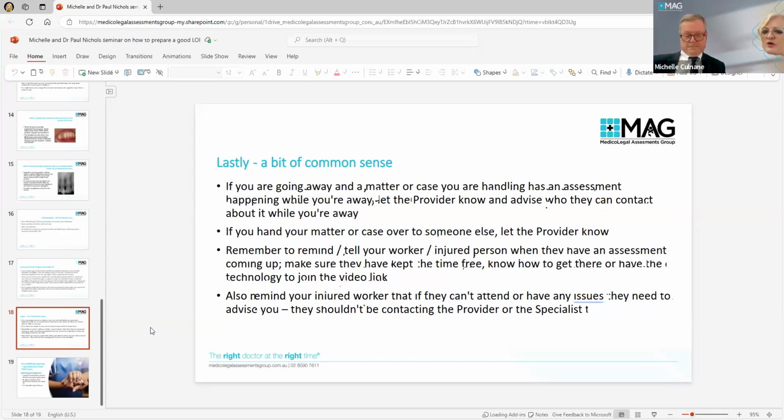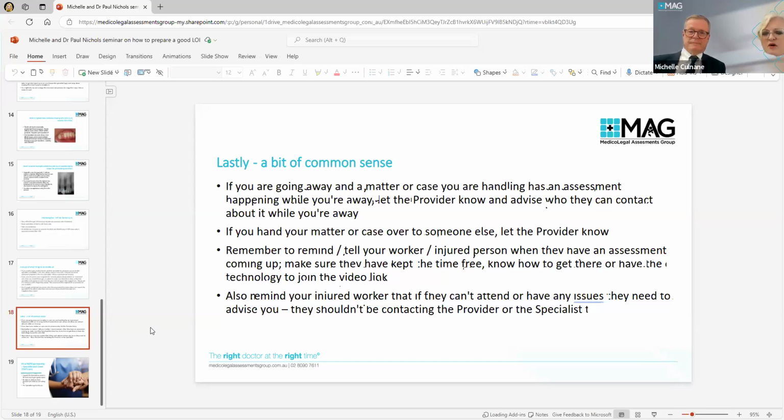Similarly, if you cease working on a matter and hand it to someone else, let us know. And remember to tell your worker that they have an assessment coming up. Often these things are booked quite in advance, and we know that insurers in particular, case managers, can have a very high caseload.